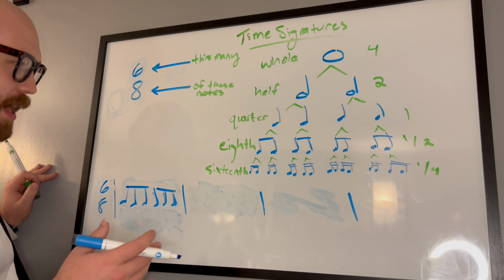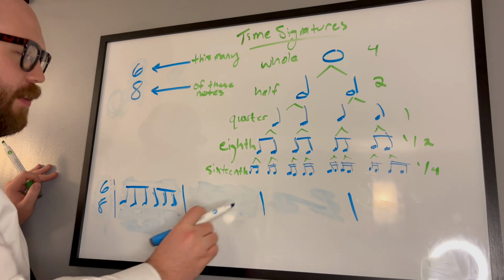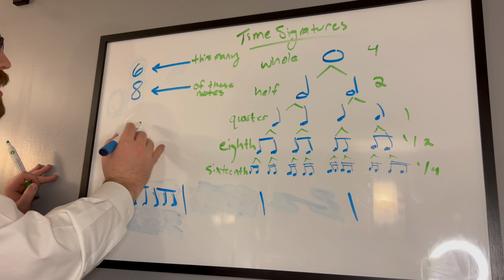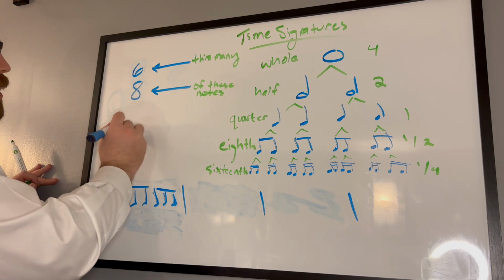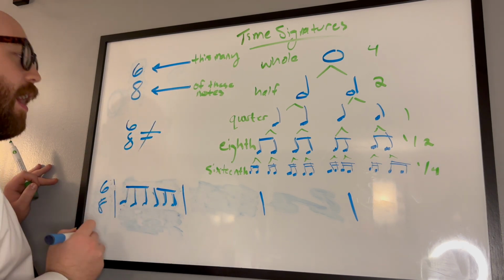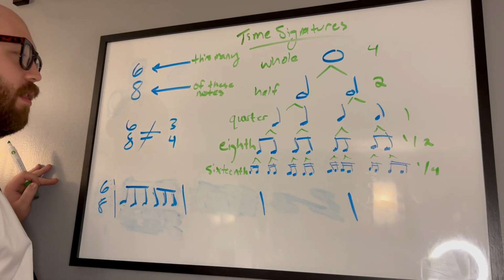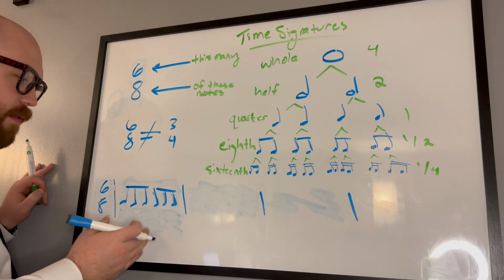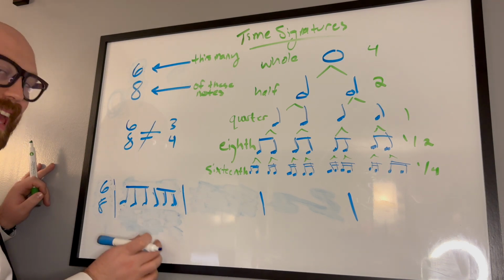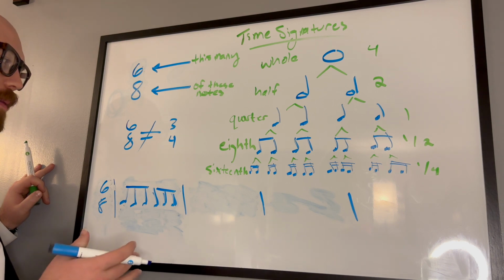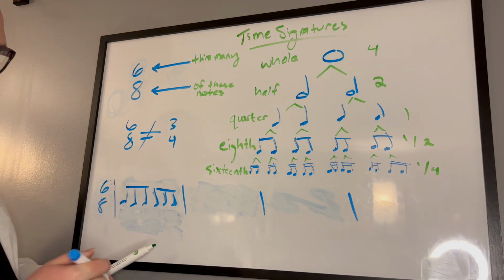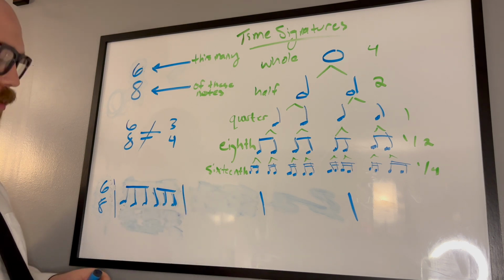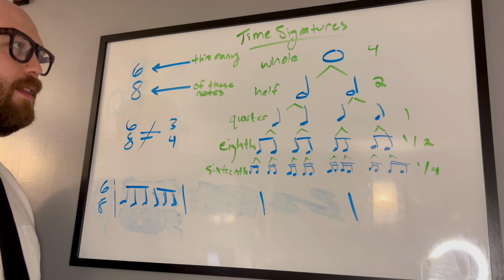However, it's not a direct relation to math fractions in the sense of reducing fractions. So 6/8 does not equal 3/4. Just for the reasons I showed you here, right? The beaming is different, the feel is different, and the count is different as well, okay? So that's the quick overview on time signatures. How do you read them? And note values. Why they're important to know? Because you need to be able to read time signatures.